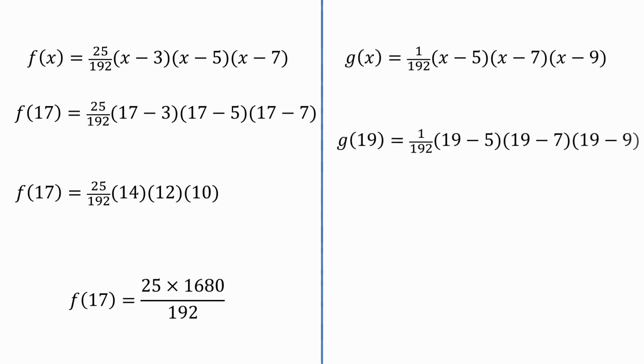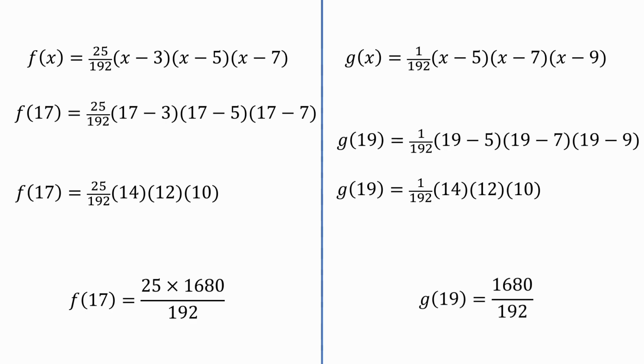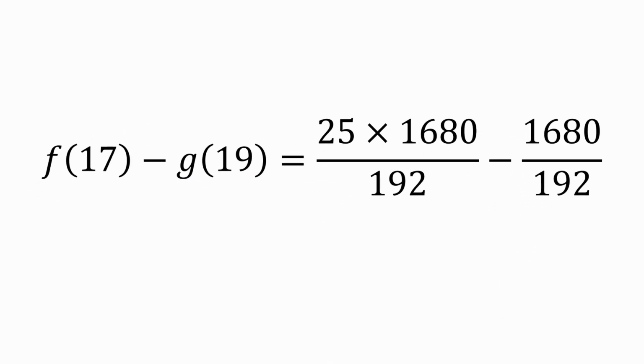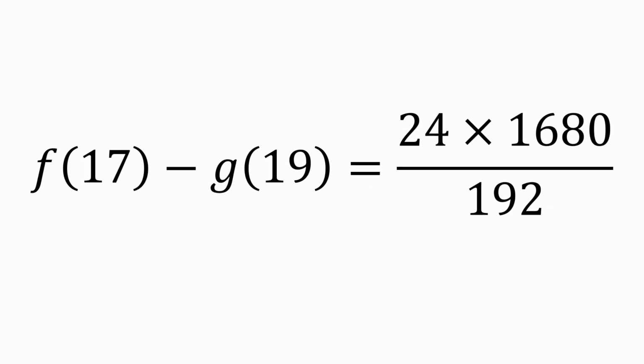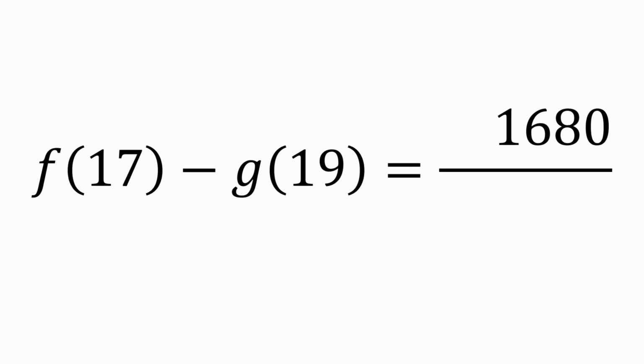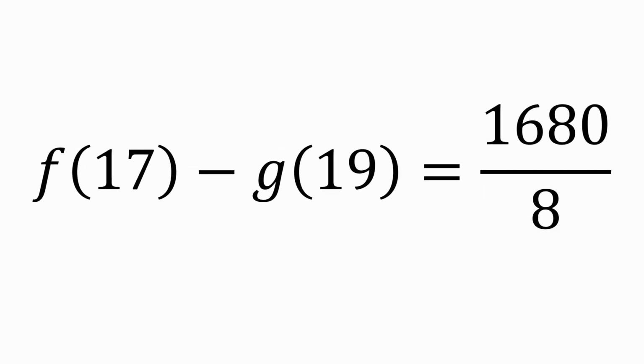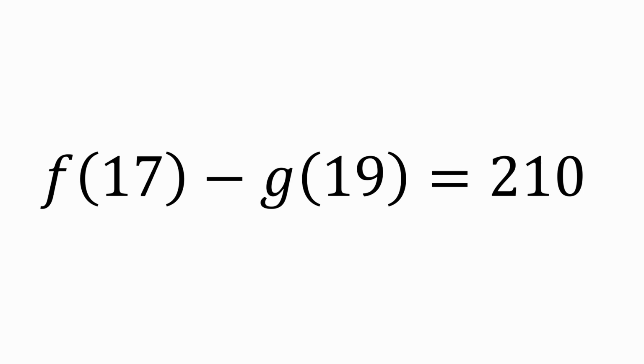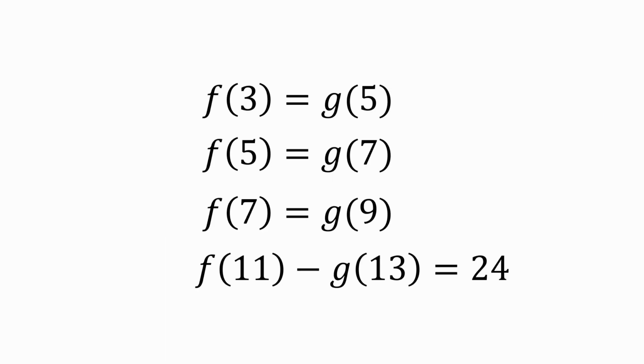We'll follow the same steps to get g of 19, which comes out to 1680 over 192. So their difference looks like this. This difference becomes 24 times 1680 over 192. And since 24 over 192 is 1/8, we get 1680 over 8, which comes out to 210. Congratulations to all you conniving problem solvers out there. You got it correct. Now let's move on to the crazy problem solving method.